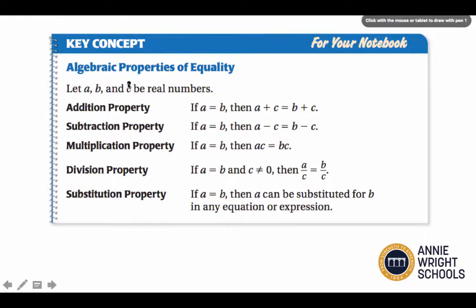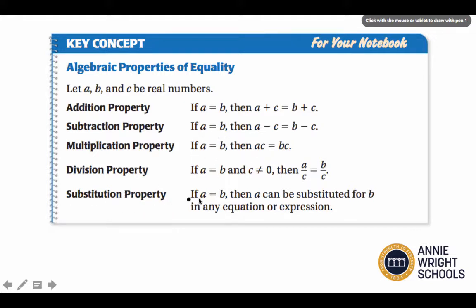Notice all of these properties are called algebraic properties of equality. The book abbreviates and says addition property, but I want you to say addition property of equality, subtraction property of equality. And they're the things that you've used in algebra. If you have a true statement, an equation, you can add the same thing to both sides. You can subtract the same thing from both sides. You can divide both sides by a non-zero number. You can multiply both sides by any number you like.